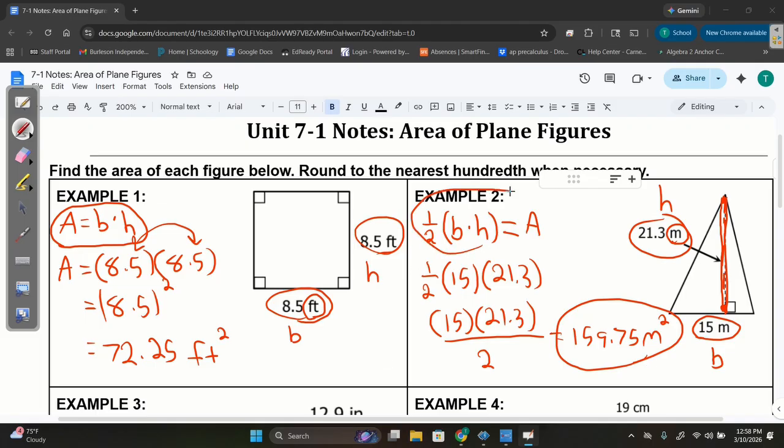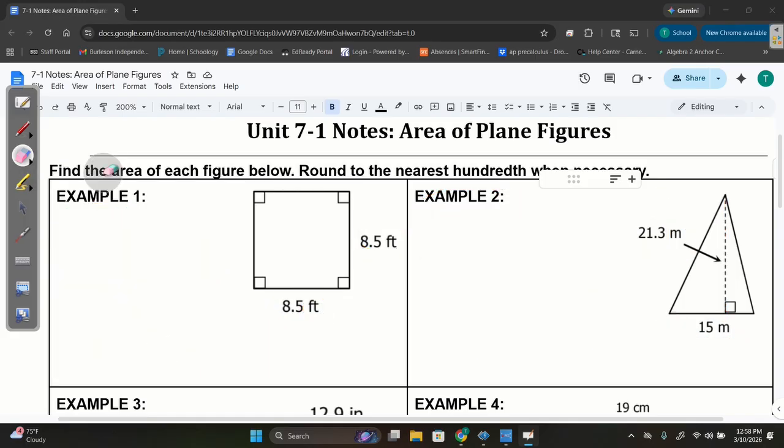Make sure you write down the formula for the area of a triangle and the area of a square before you move on. If you still need to write it down, go ahead and pause the video. Otherwise, here we go.